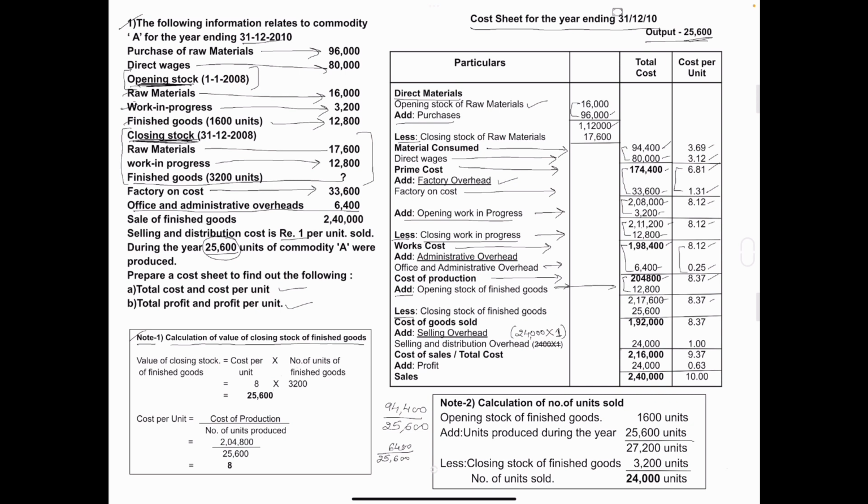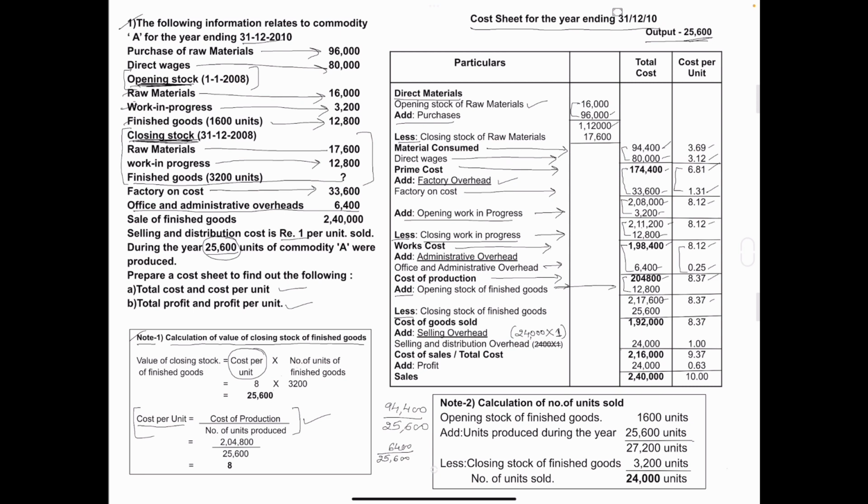So cost per unit. In this problem, they have not mentioned the cost per unit amount. So first we have to find out cost per unit. For that, we have to take this formula. Cost per unit is equal to cost of production divided by number of units produced.